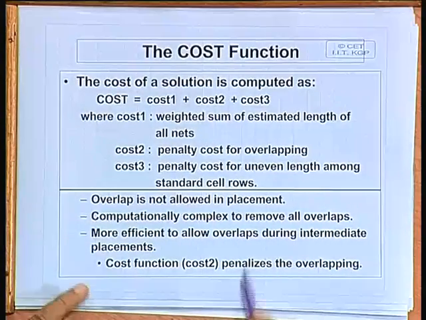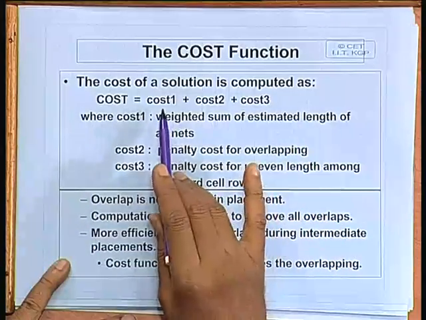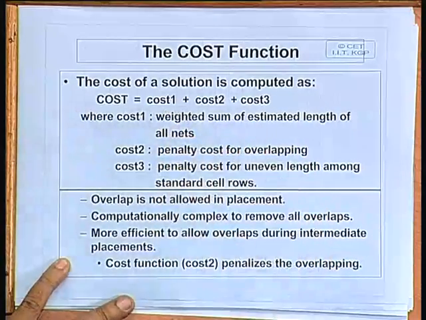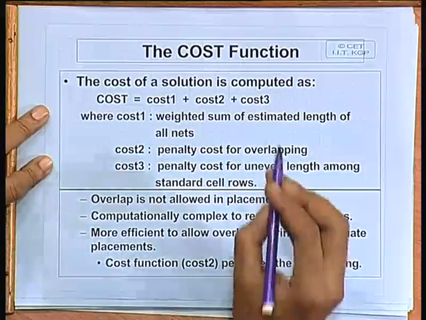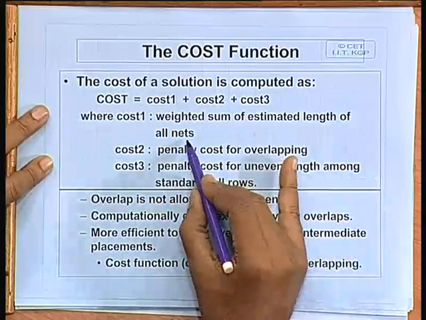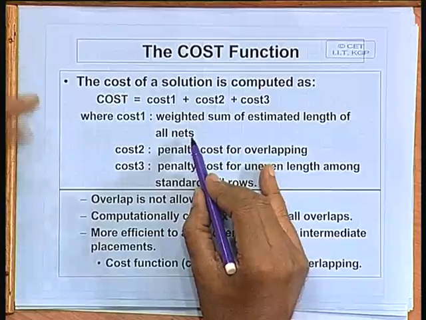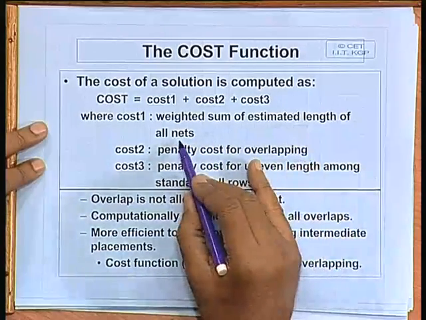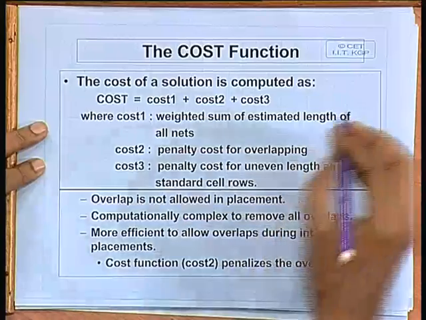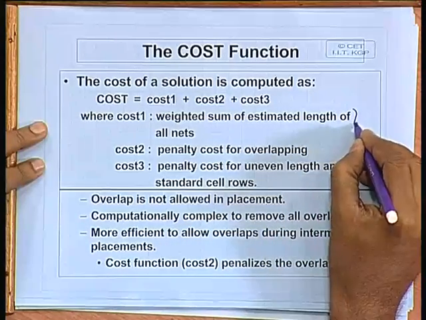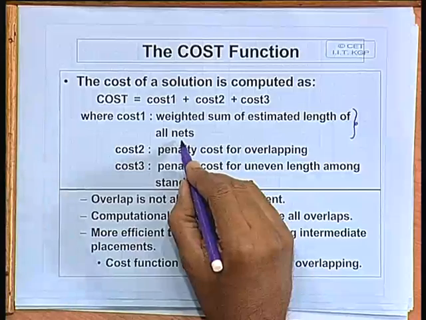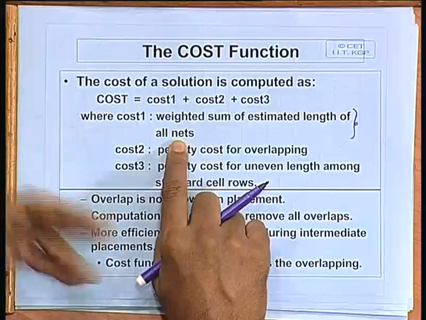So, the cost of the solution was computed as the sum of 3 factors, cost 1, cost 2 and cost 3. Cost 1 is the weighted sum of the estimated length of all nets. We have seen already how we can do this. Now, the thing to note is that you need not compute this afresh for the new solution, because you are making a move, just the portion which is affected by the move you can recompute. So, this can be an incremental computation, not necessarily computing the entire thing for the new solution from scratch.